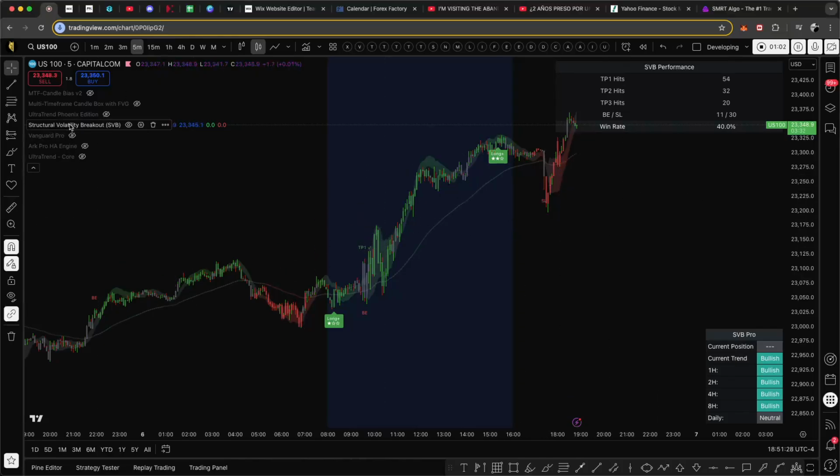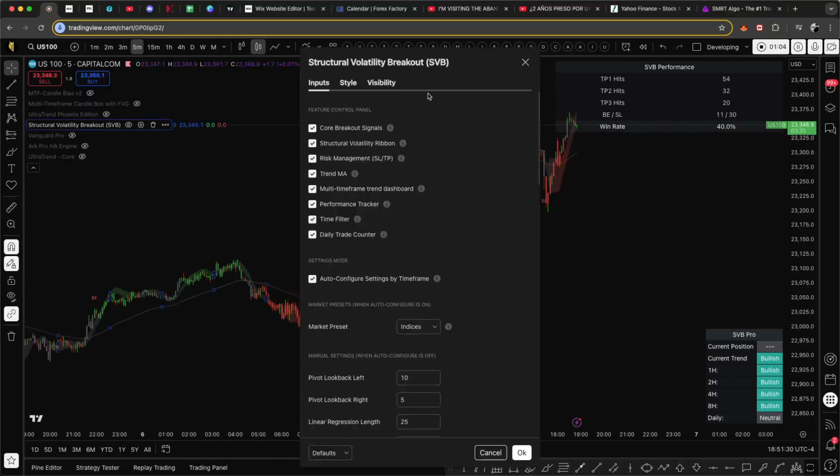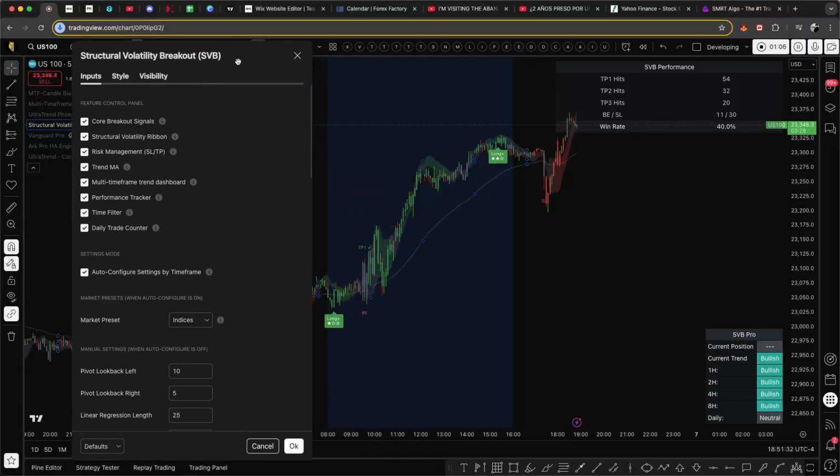This indicator has a couple of options here. One thing you can see, and I will show you how I normally trade and when I normally like to trade. If you've been watching my videos here on YouTube, you should know that I trade mainly ICT concepts, right?